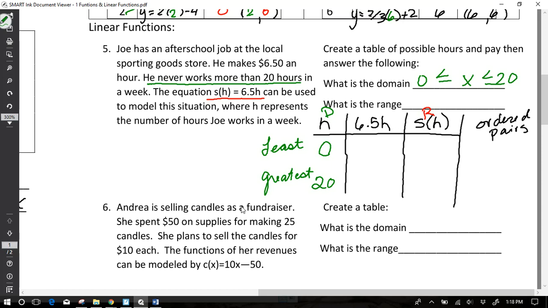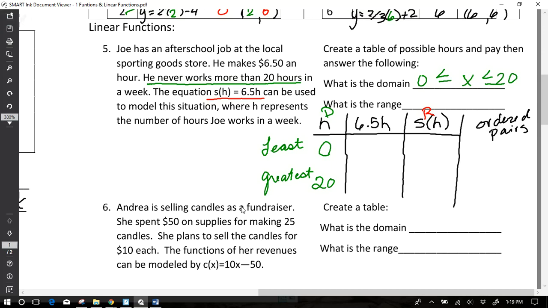Could you have put 0, 1, 2, 3, 4 all the way to 20? Yes, you could have. But what if he also works 2.75 hours in a week or 6.82 hours in a week? We don't want to have to list every single possibility. So we list this as a range of smallest to largest and anything in the middle. And that's how we write it.